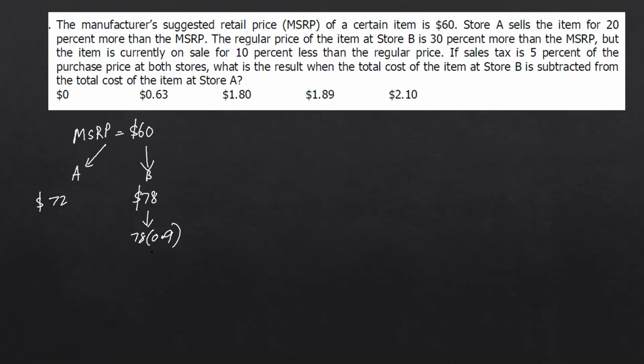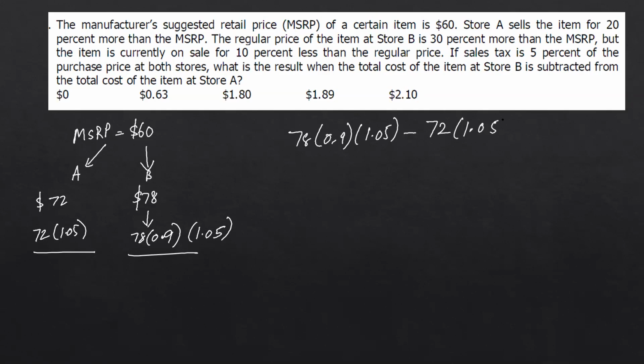And then the sales tax is 5% at both stores, so 72 into 1.05. What is the result when the total cost of the item at B is subtracted from the total cost of the item at store A? So we just have to subtract these. So 78 into 0.9 into 1.05 minus 72 into 1.05. What you can do is take the 1.05 out. You're just left with 78 into 0.9 minus 72.